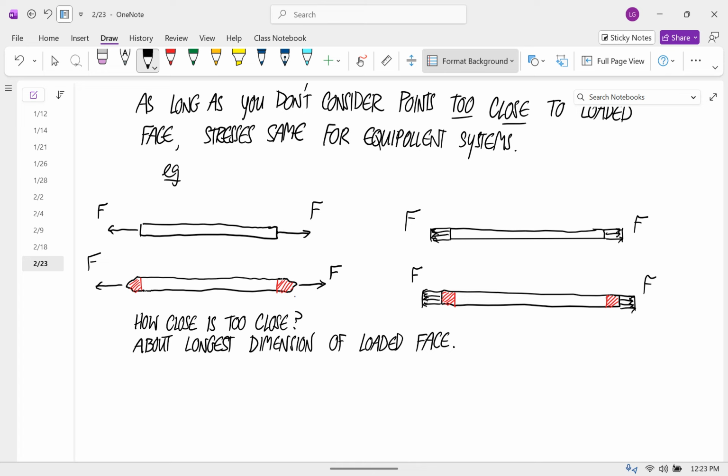Okay, so in the example that I drew here, where I drew these regions to ignore, that is somewhere in the ballpark of the longest dimension of the loaded face, right? And so everything in white, we can trust those results. Those are good results, okay? If you did a more careful calculation of the stresses, you would see that in these two cases, everything matched up almost identically inside those white regions, okay?